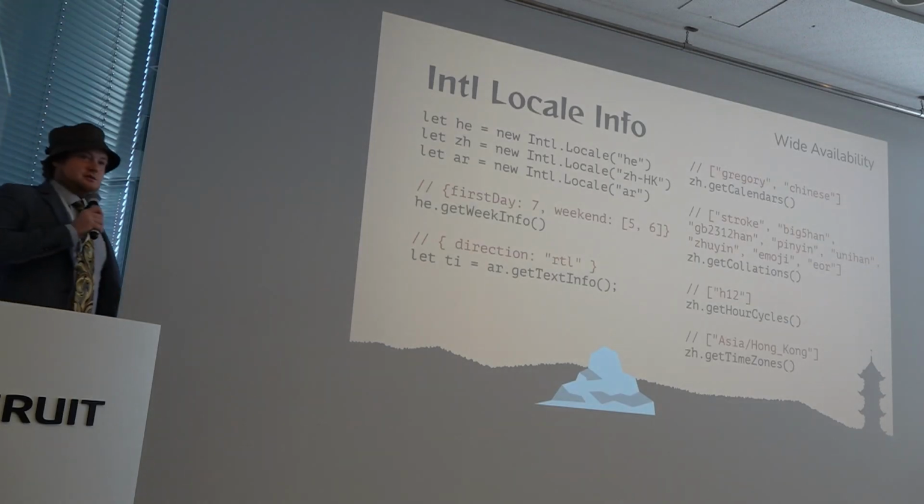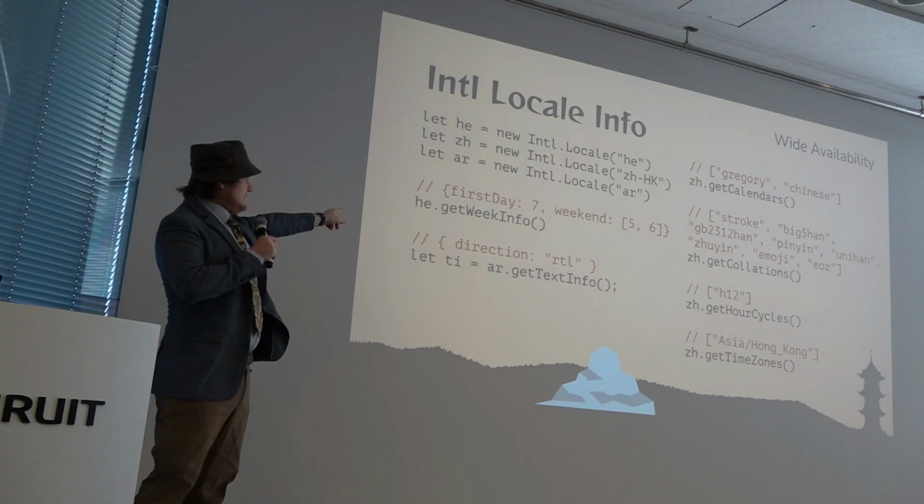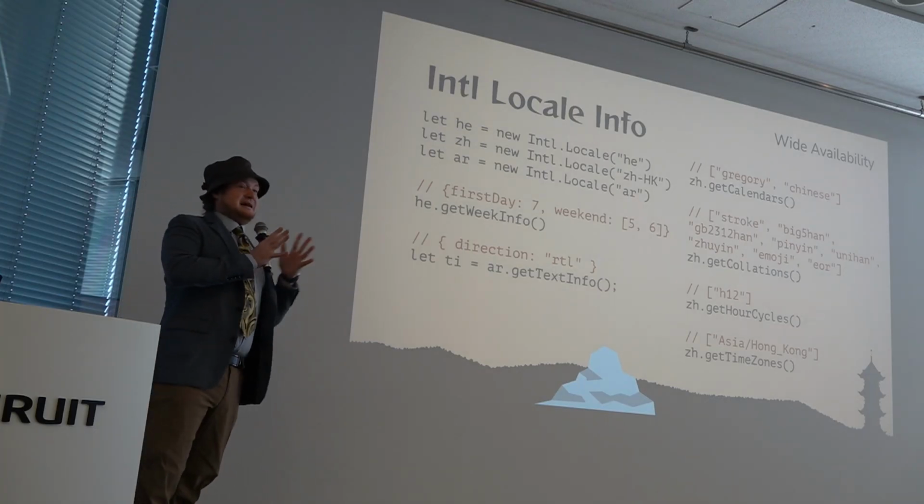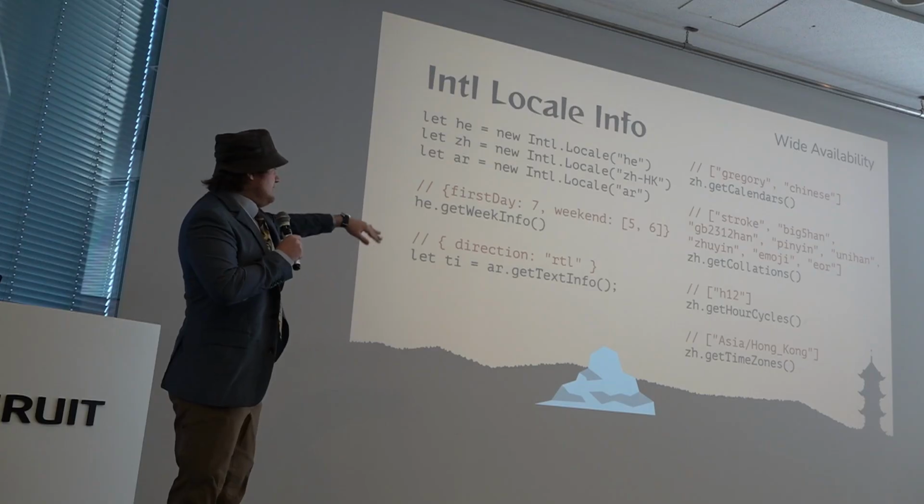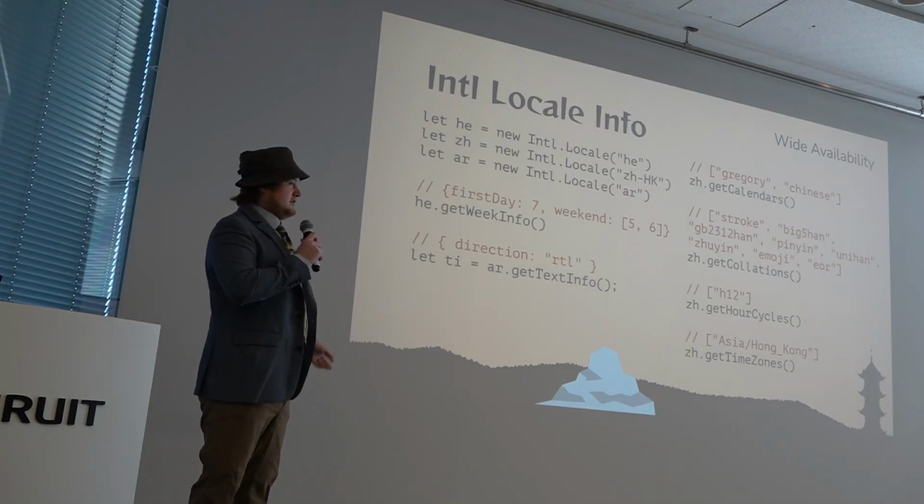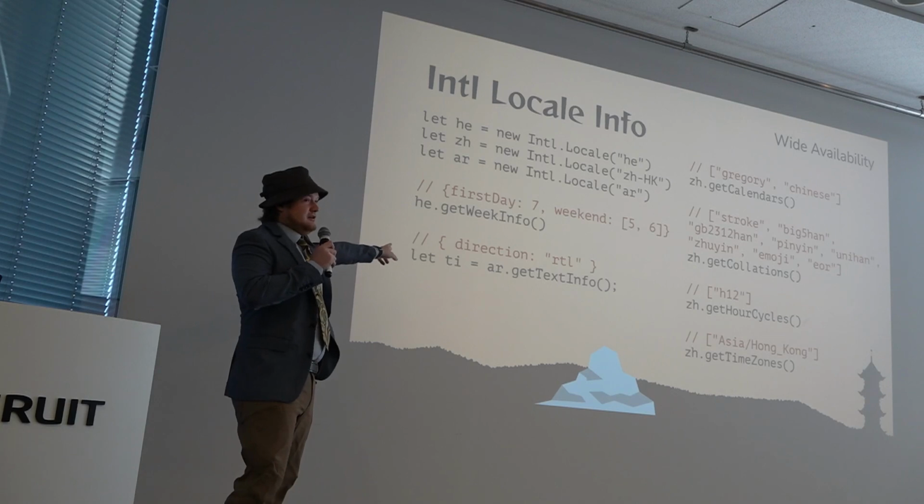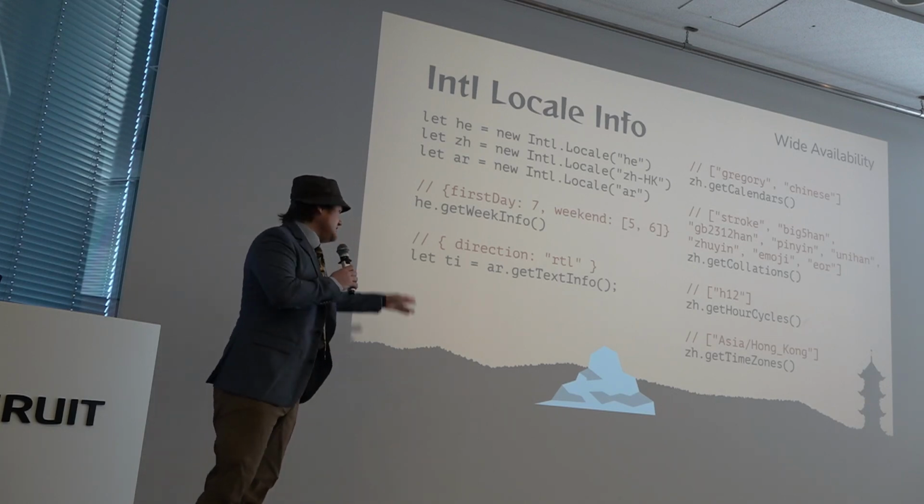Locale info, this is where you give a locale and you want to get properties of the locale. Maybe, for example, you want to get week info. Maybe if you're doing a calendar layout on your screen, you want to get information on the weekdays, what's the first day of the week. You might want to get information on the layout direction. If you need to do a right to left layout, for example, for your web page, you can get that information.